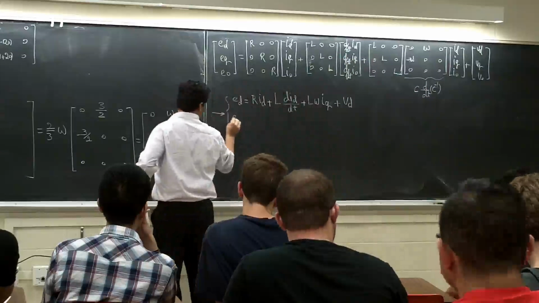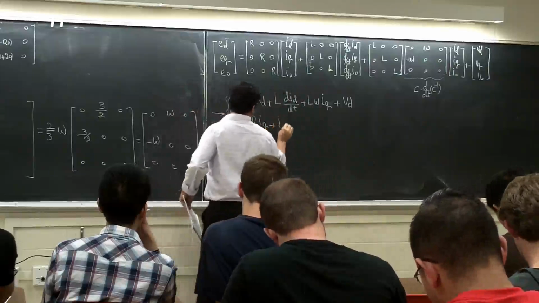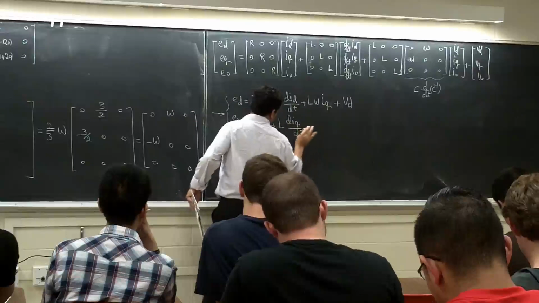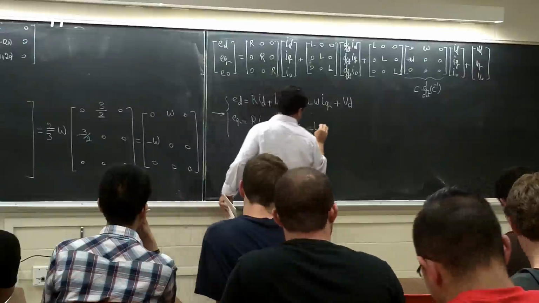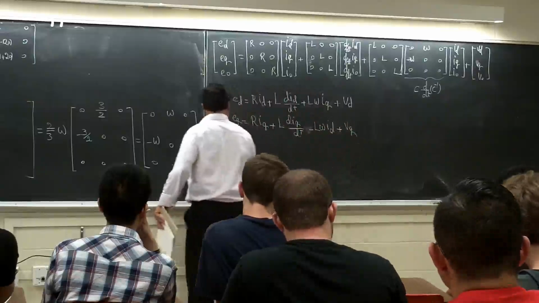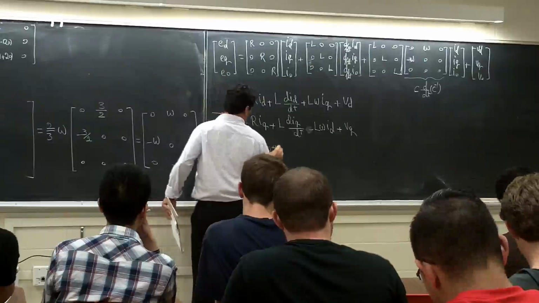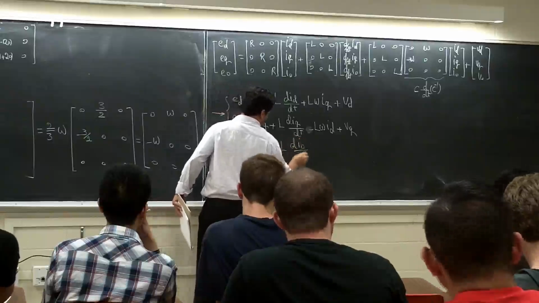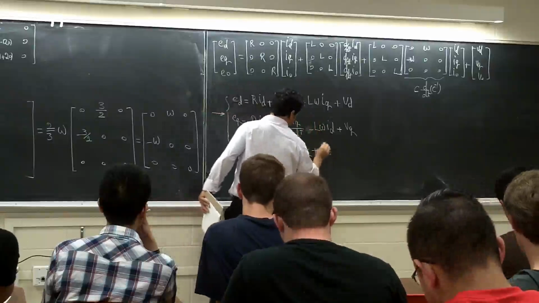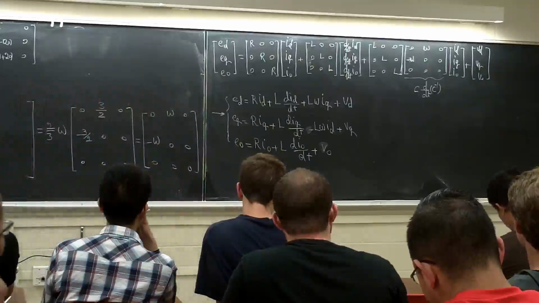And E_Q is going to be the same thing, R I_Q plus L dI_Q over dt minus, this one is going to be minus L omega I_D, plus V_Q. And E_O is going to be R I_O plus L dI_O over dt plus V_O. These are those matrices.